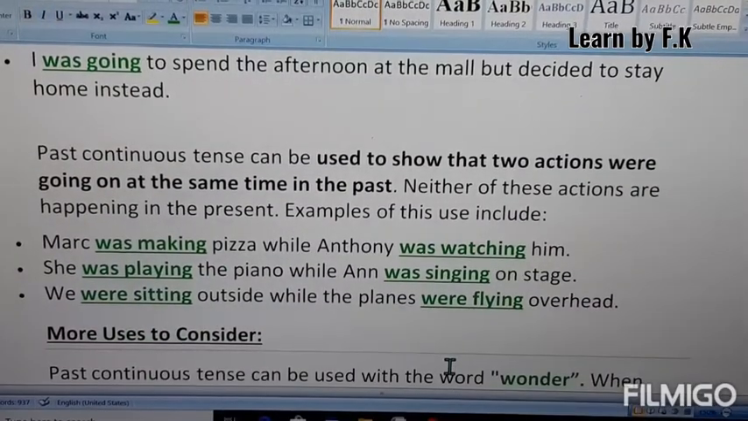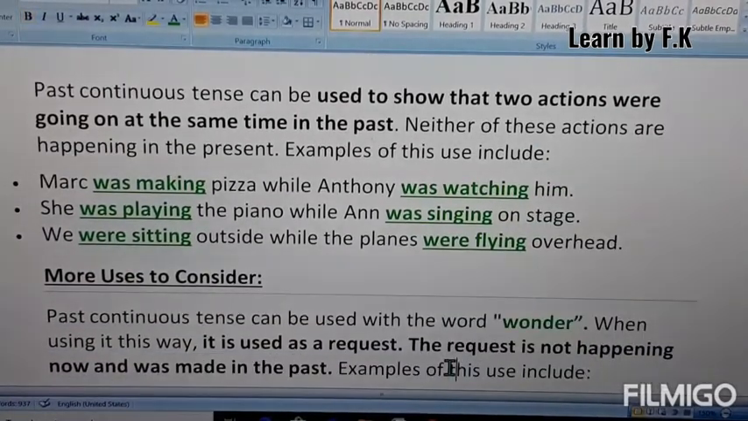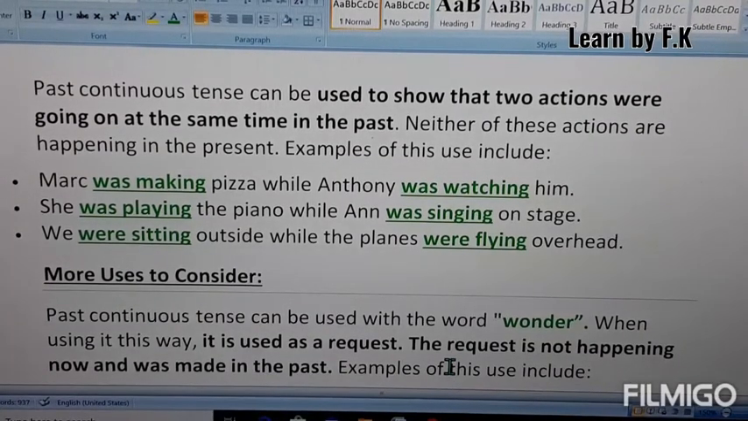Past continuous tense can also be used to show that two actions were going on at the same time in the past. Neither of these actions is happening in the present. Examples are: Mark was making pizza while Anthony was watching him. It means two actions were continuing in the past at the same time. Second one, she was playing the piano while Anne was singing on stage. It means two actions were continuing in the past at the same time.